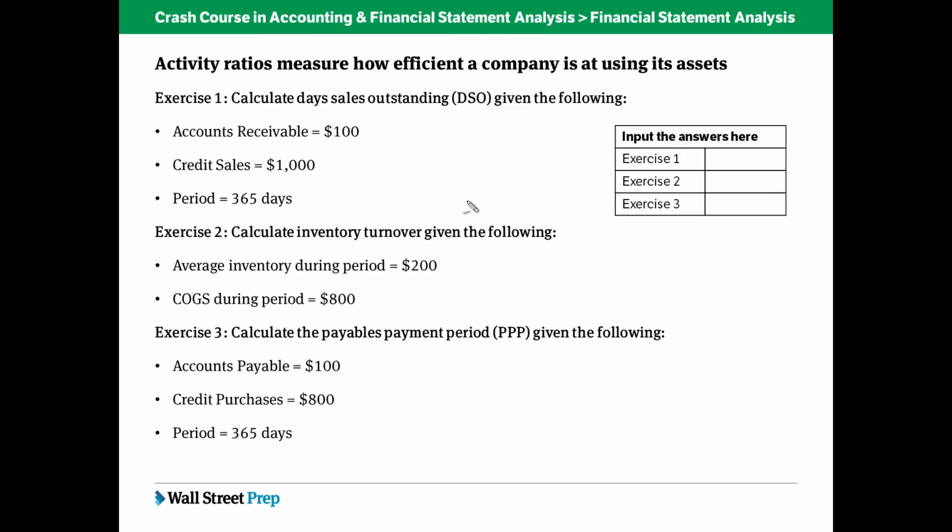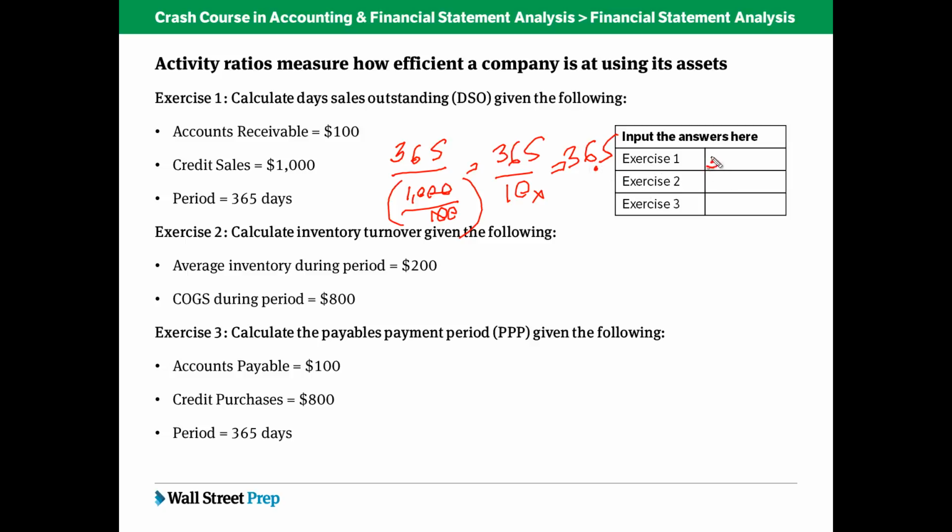All right, so we're going to go through exercise 1. We know that our period is 365 days. We know that that's the numerator, and the denominator is the receivables turnover. And receivables turnover is going to be defined as the credit sales, which are 1,000, divided by the AR themselves, and that's 100. So that equals 365 divided by 10, or 10 times, and that equals 36.5 days.